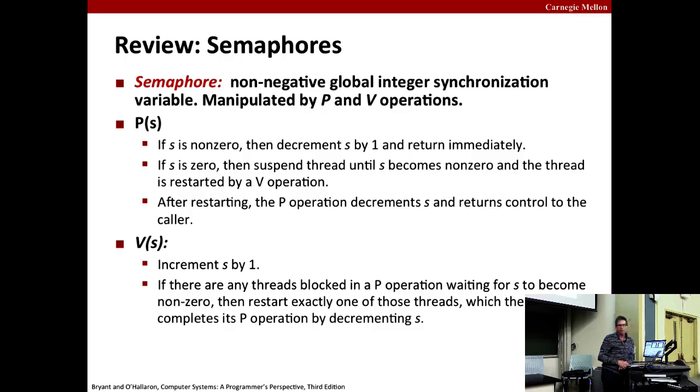The V operation never blocks. First it increments the semaphore value S, and then it looks in the queue to see if there are any processes that are blocked, waiting for that semaphore to be non-zero. If there are, then it selects one of those using some unspecified criteria, and then it restarts that thread or that P operation that's waiting on the semaphore. Okay, and then the semantics of the P and V ensure that semaphore values are always greater than or equal to 0.